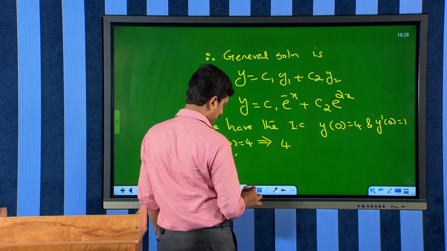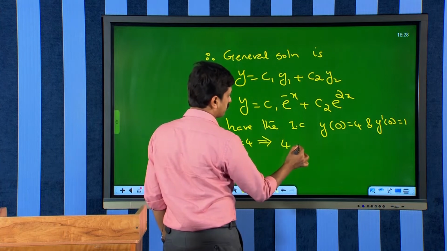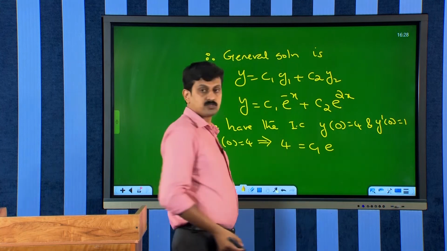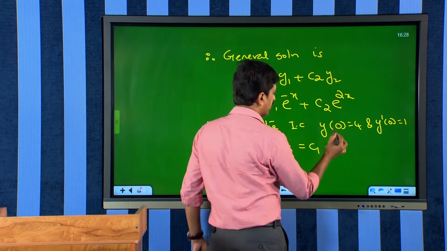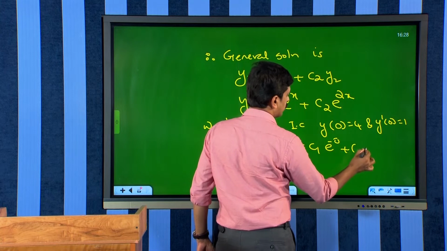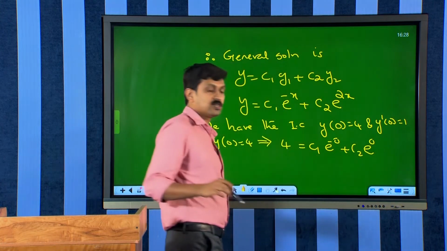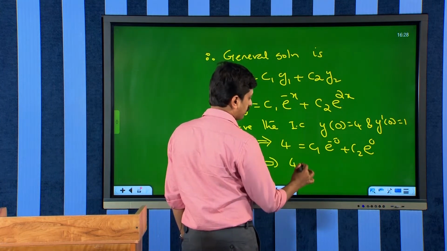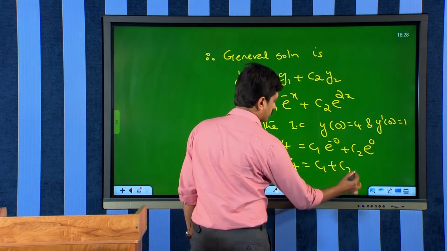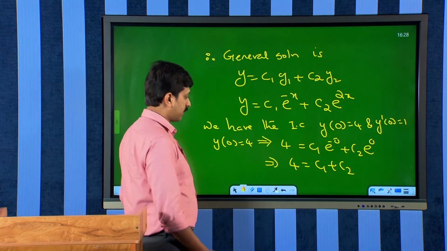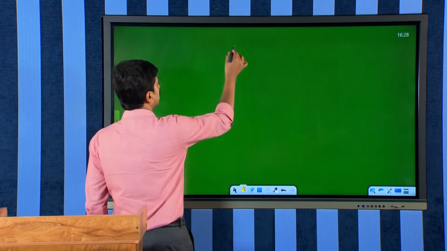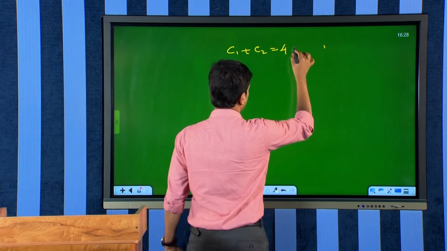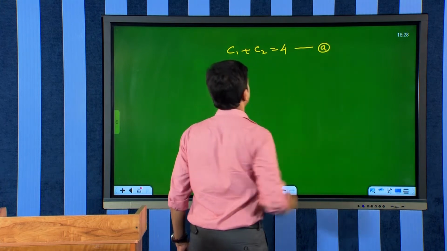Therefore, 4 is equal to c1 e raised to minus 0 plus c2 e raised to 2 into 0. Since e raised to 0 is equal to 1, we will have 4 is equal to c1 plus c2. So we found that c1 plus c2 equal to 4. We consider this as equation number A.